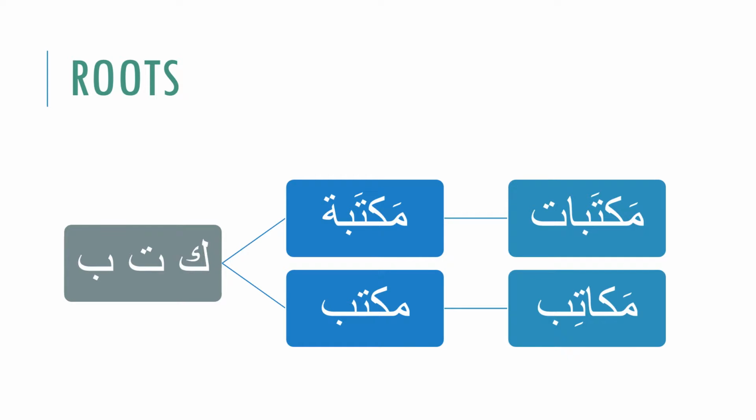At this point, you may be wondering why there are so many different ways to make plurals. This is partly because of the root system. Both library, mektaba, and office, maktab, are based on the same root, ka, ta, ba, and they also have the meem inserted to indicate a noun of place. So, there needs to be a difference between the plurals to distinguish between libraries, maktabat, and offices, makatib.